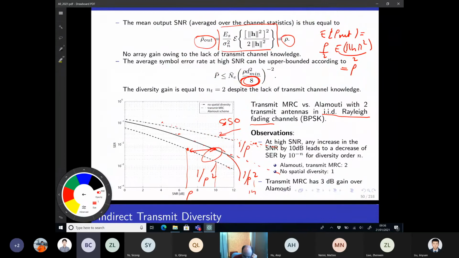So where do you use this? Typically, if you know the channel at the transmitter and you have relatively low mobility, you would use transmit beamforming. If you don't know the channels at the transmitter, you would use Alamouti schemes. So with high mobility, you will probably use Alamouti schemes, as long as your channels are constant over the two symbol duration. You can use this also in real systems.